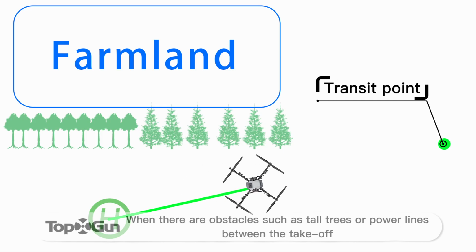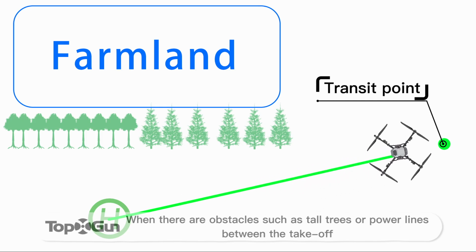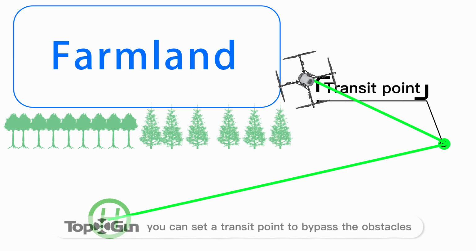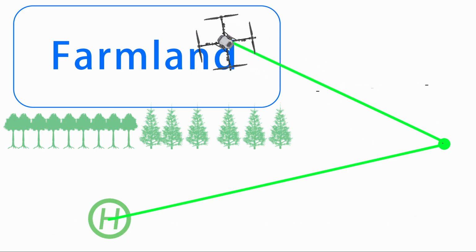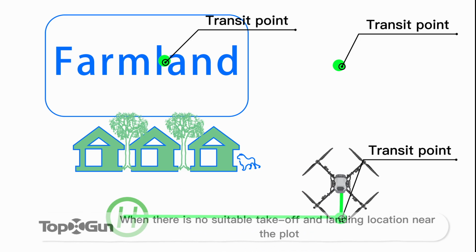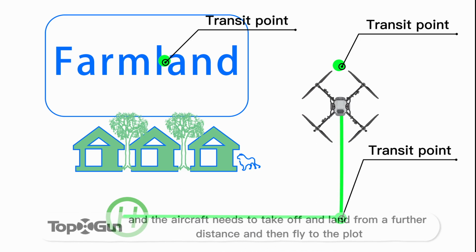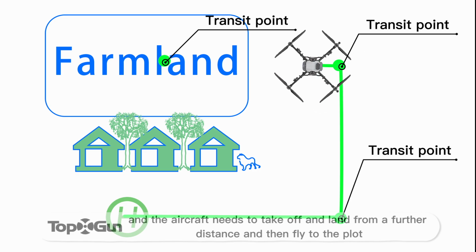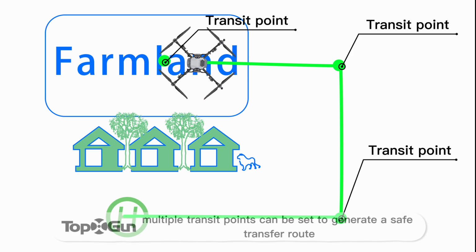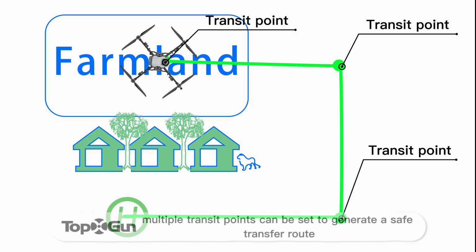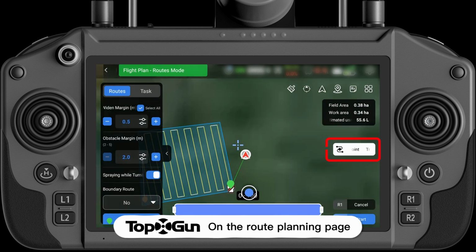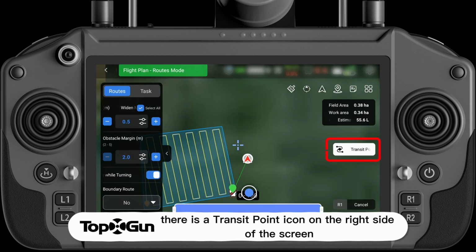Application scenarios. When there are obstacles such as tall trees or power lines between the takeoff and landing point and the starting point of the route, you can set a transit point to bypass the obstacles. When there is no suitable takeoff and landing location near the plot, and the aircraft needs to take off and land from a further distance and then fly to the plot, multiple transit points can be set to generate a safe transfer route.